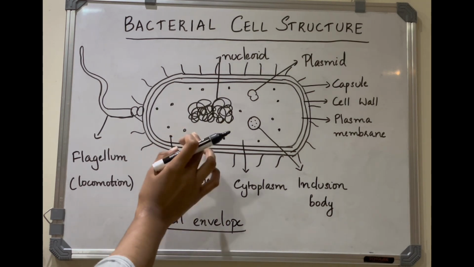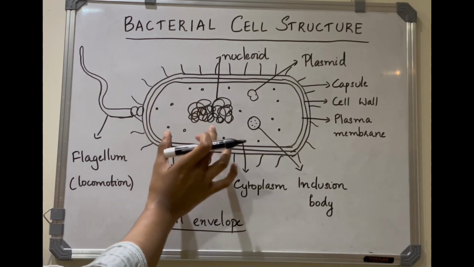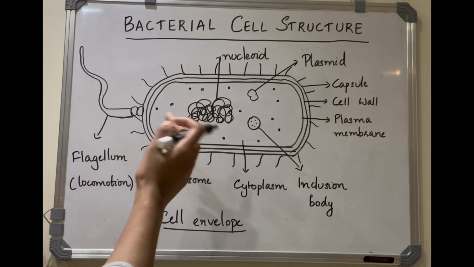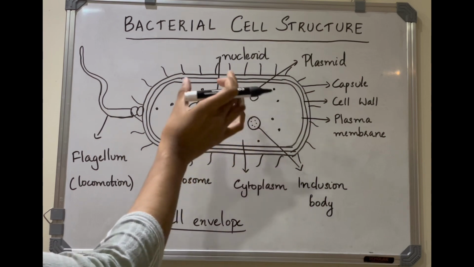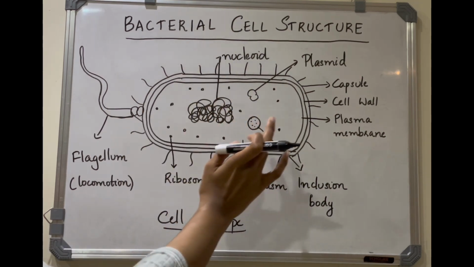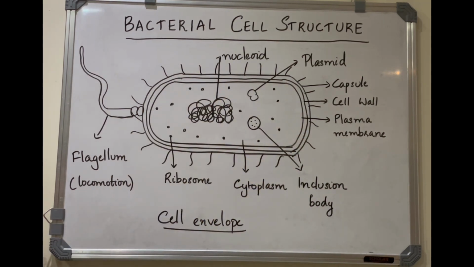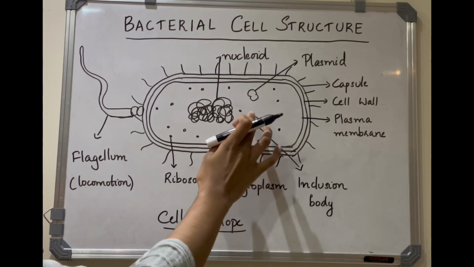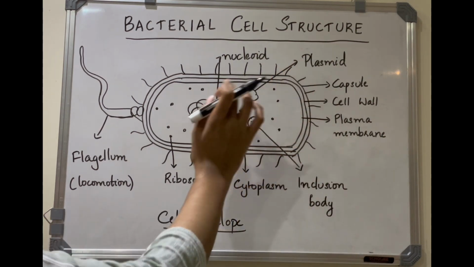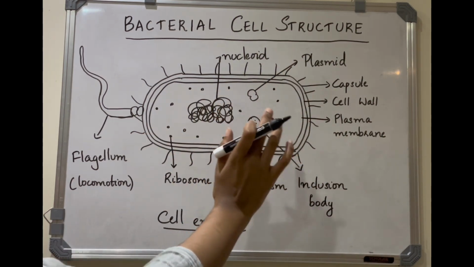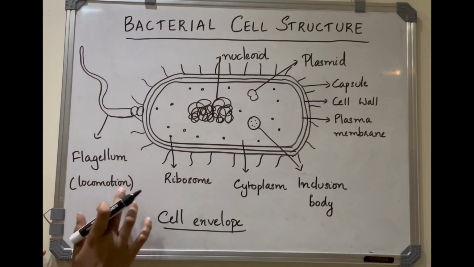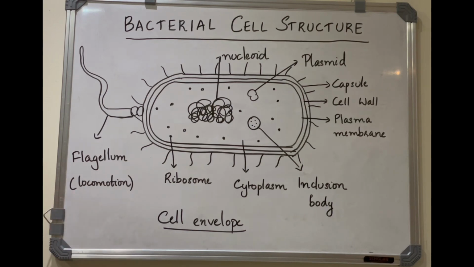The genetic material is localized in a region called the nucleoid. As you can see, no membrane-bound organelles are present inside this bacterial cell, and hence the interior is very simple. Ribosomes, larger masses such as inclusion bodies, and plasmids are all scattered in the cytoplasm. Many bacteria also use flagellum for locomotion, that is, for movement.